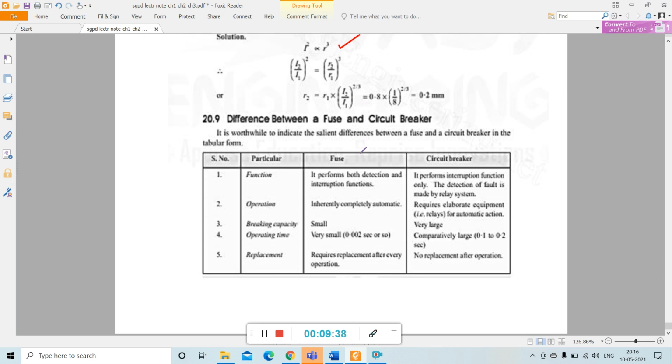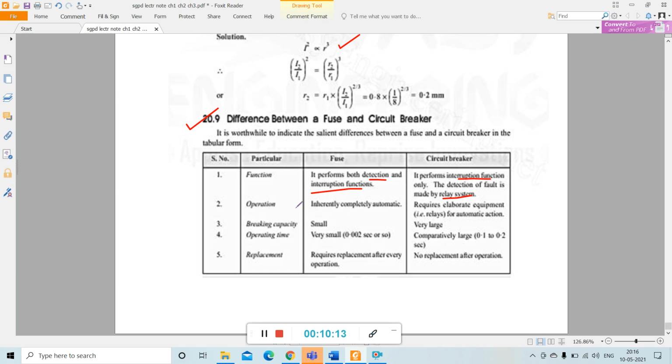Then the last part of the fuse topic is the difference between fuse and circuit breaker. This is a very important question which always comes in examination. So, based on function, a fuse performs both detection and interruption functions, but a circuit breaker performs the interruption function only, because the detection of fault is made by the relay system. These things we discuss in detail in the circuit breakers chapter.